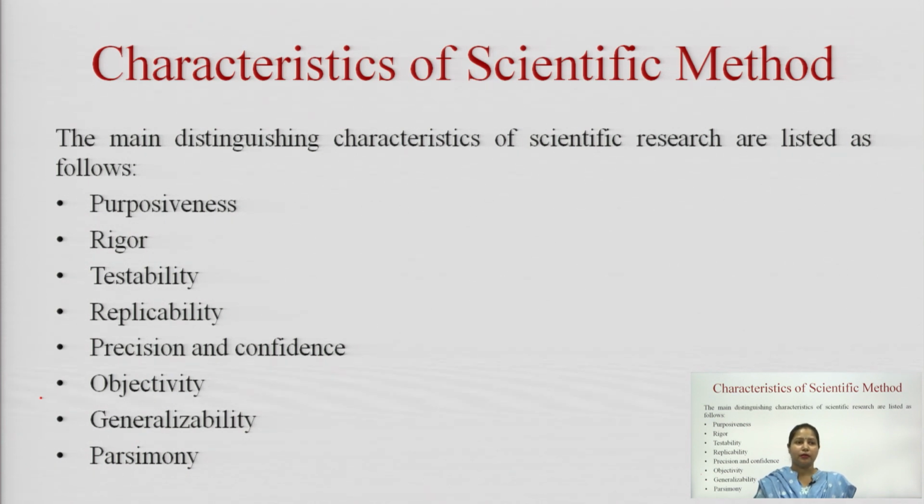The next point is precision and confidence. Precision refers to the closeness of the findings to reality based on the sample. Whatever finding we have should be close to reality. Confidence means the probability that your result is correct. Whatever finding we get in the research should be correct, so that we can have confidence in the correctness of the result.